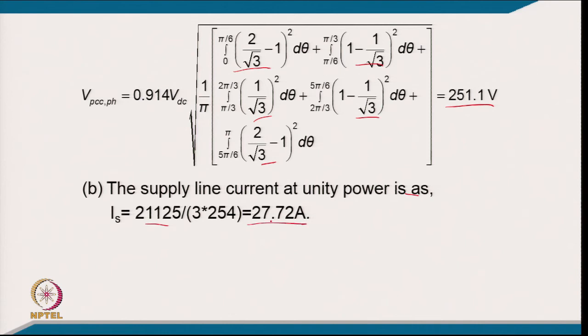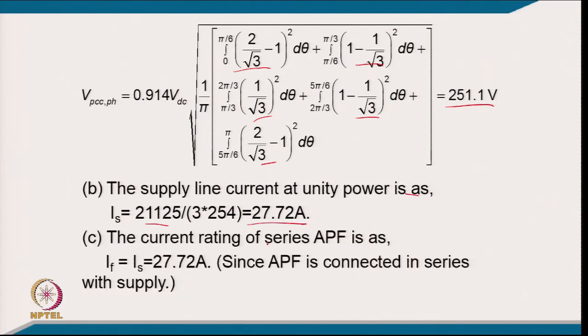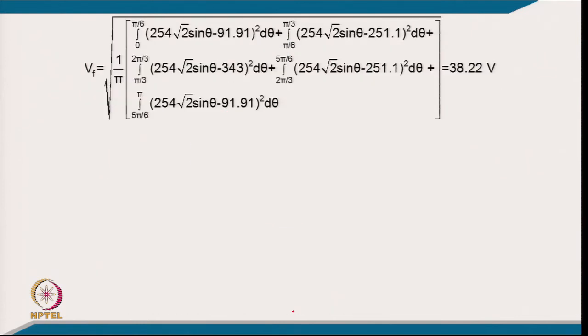So, it comes to 27.72 ampere, and the current rating of the series active filter is Is equal to 27.72, since the active power filter is connected in series with the supply. The RMS voltage rating of the series active filter we calculate here again from the 5 segments of the difference between the sine wave and the step wave, which we have already discussed, 2 upon 2 pi. First segment of 30 degree, second segment of 30 degree, fourth segment 30 degree, fifth segment and so on. With this calculation, it comes to only 38.22 volt. We already discussed that this is lesser than the previous 6 pulse converter.